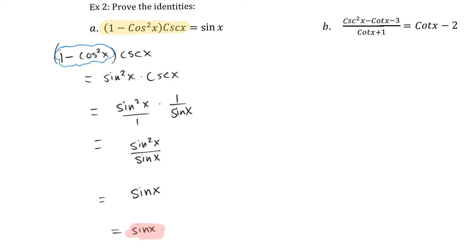What I've just shown is that 1 minus cosine squared of x, all times cosecant of x, is equal to sine x. And I rest my case. In math, we say QED, which is Latin for I rest my case. What I meant to show is shown.